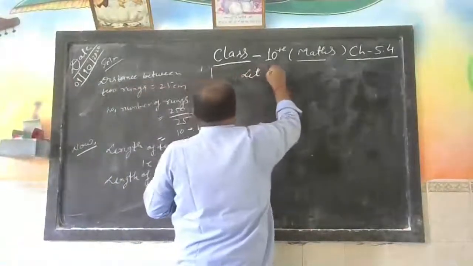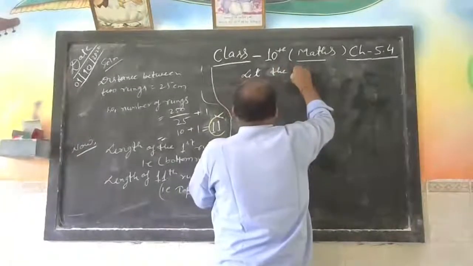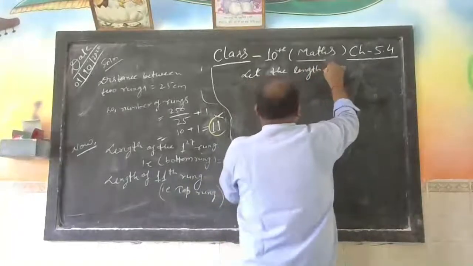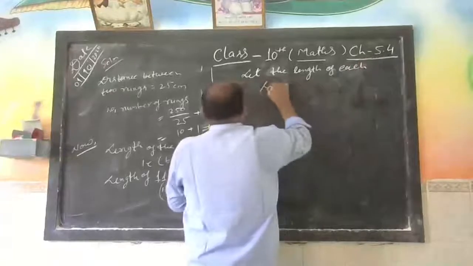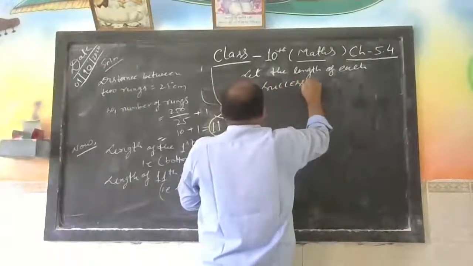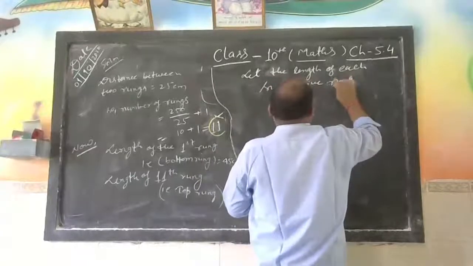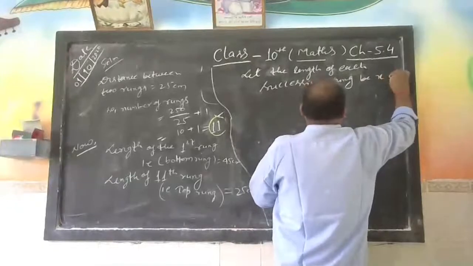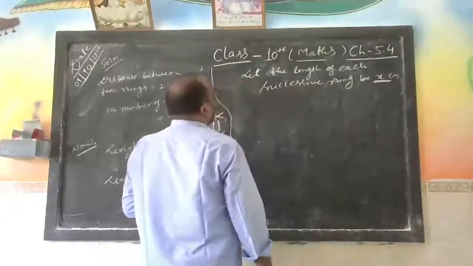Let the length of each successive rung be x centimeter. Just now we are considering.